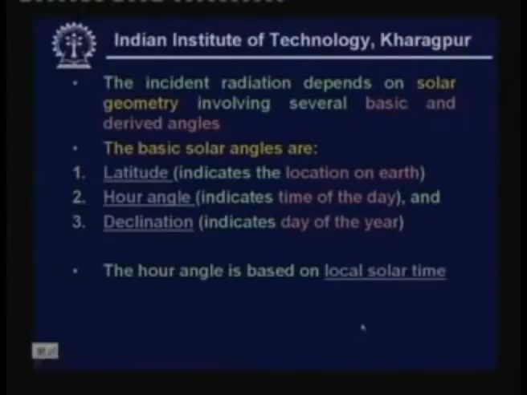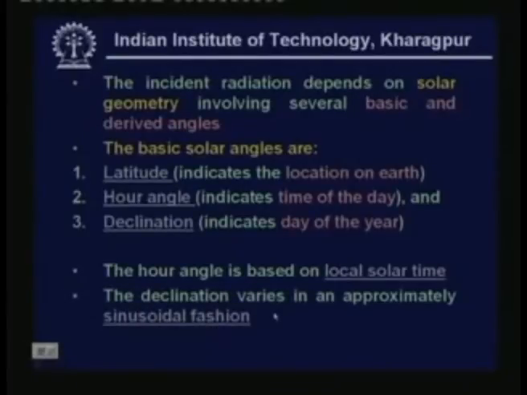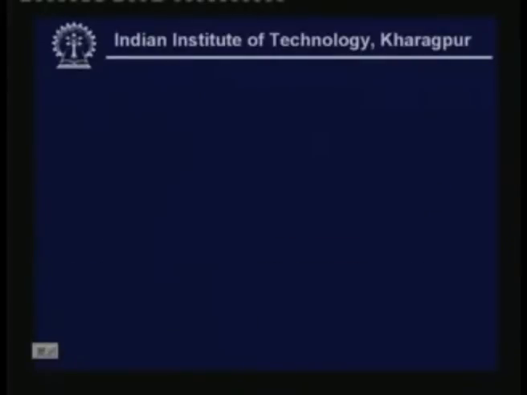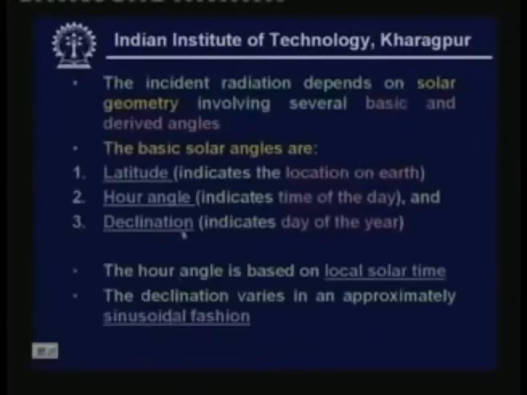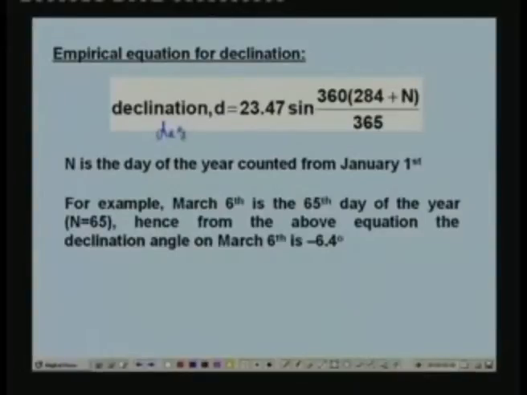So the hour angle, as I said, is based on local solar time, and the declination varies in an approximately sinusoidal fashion. I have mentioned that the declination varies from plus 23.5 degrees to minus 23.5 degrees, and the variation is almost sinusoidal, so you can fit an empirical equation. This is an empirical equation for declination, with all the angles in degrees. This is very important, keep in mind: your units should be consistent.